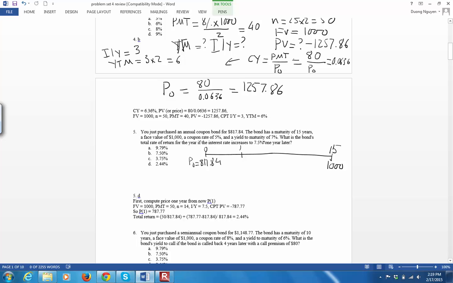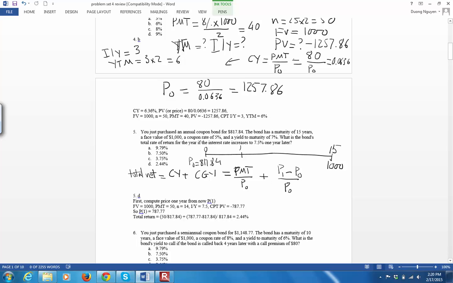What is the bond's total return? If the interest rate increases to 7.5% 1 year later. The total return is equal to current yield plus capital gain yield. Current yield, we know, is equal to the coupon payment divided by the price, plus capital gain yield, which is equal to the change in price, P1 minus P0, divided by P0.